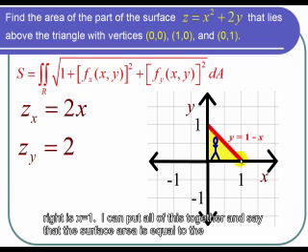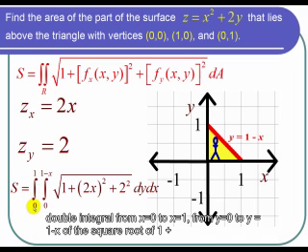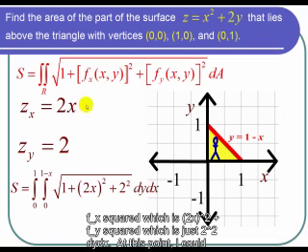So I can put all of this together and say that the surface area is equal to the double integral from x equals 0 to x equals 1, from y equals 0 to y equals 1 minus x, of the square root of 1 plus f sub x squared, which is (2x) quantity squared, plus f sub y squared, which is just 2 squared, dy dx.